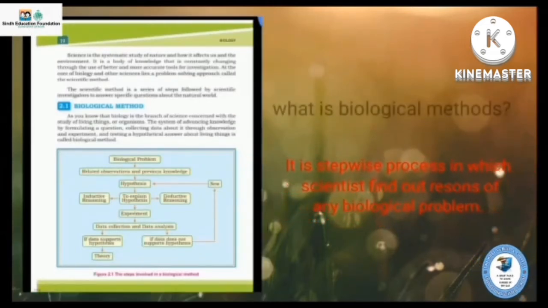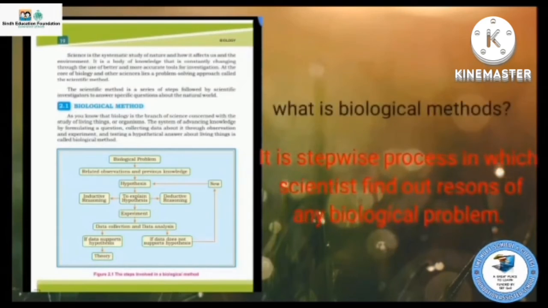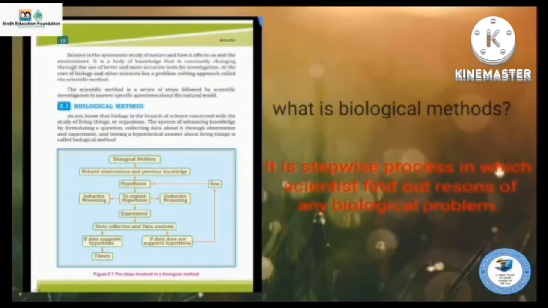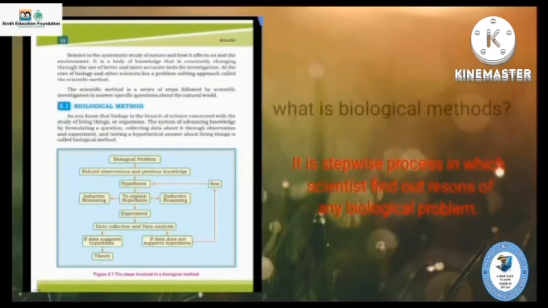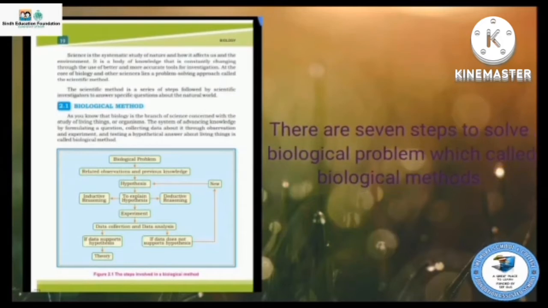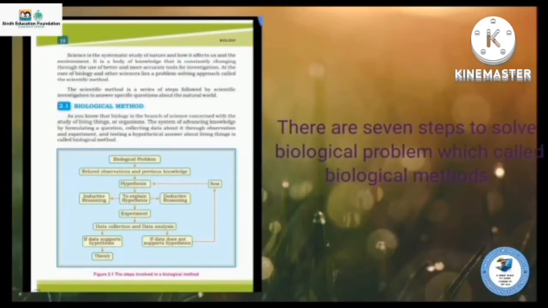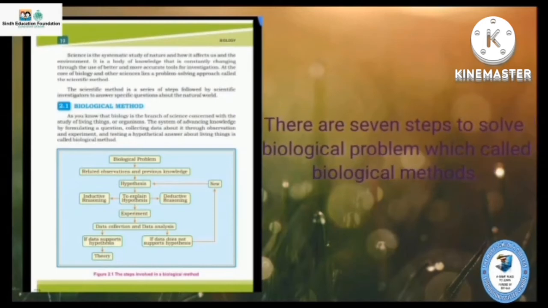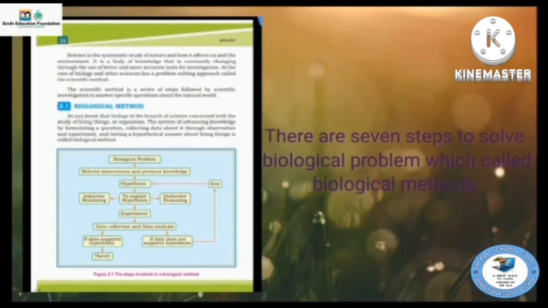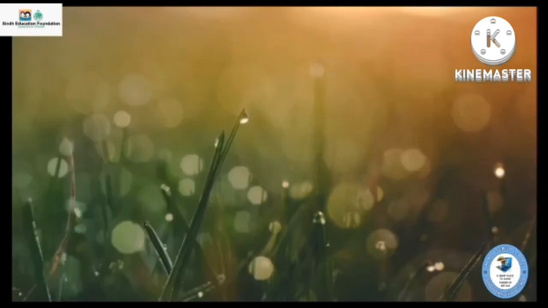It is a stepwise process in which scientists find out reasons of any biological problem. And there are 7 steps to solve this biological problem, which is called biological methods. Number 1 is observation, number 2 hypothesis, number 3 reasoning, number 4 experiment, number 5 is result, number 6 is conclusion, and number 7 is theory.